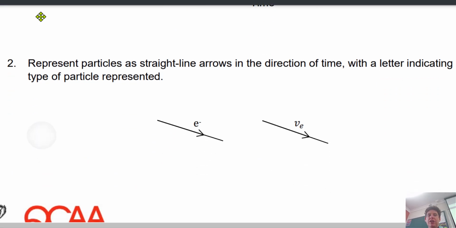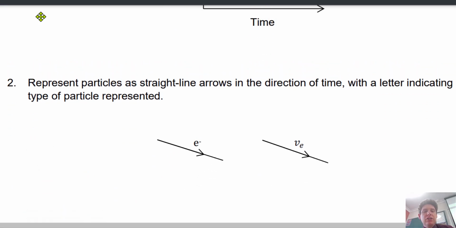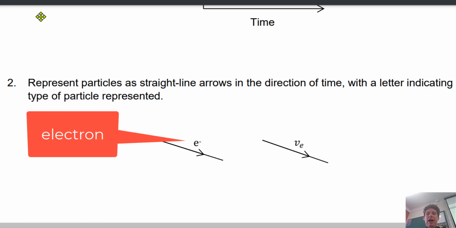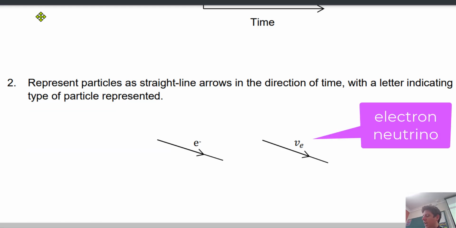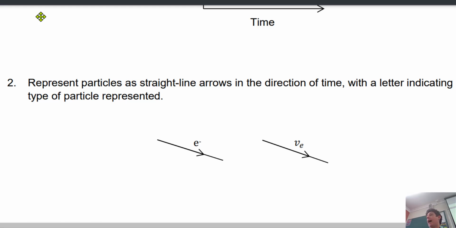The second convention, we represent particles as straight line arrows in the direction of time with a letter indicating the type of particle. So everyone remember what e negative is and what is that funny νe? It's an electron neutrino. So they are both, see the arrows are both going from left to right. So matter particles go from left to right.